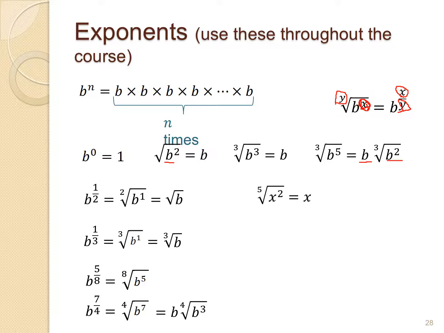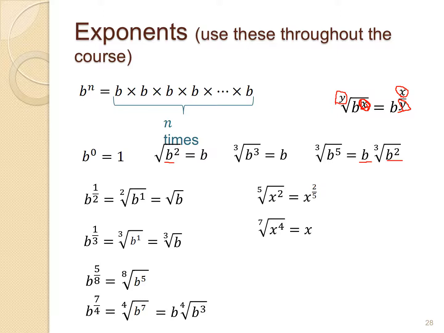Just a few more, excuse me, not for review. This is going the opposite way. If you have the 5th root of x squared, what's the fraction going to be if you're going to switch this the other way? Well, again, whatever exponent is with the x, that is the numerator. So that's going to be the 2. And the denominator is the root, so the denominator is going to be the 5th root, or the 5. So it becomes x to the 2/5.